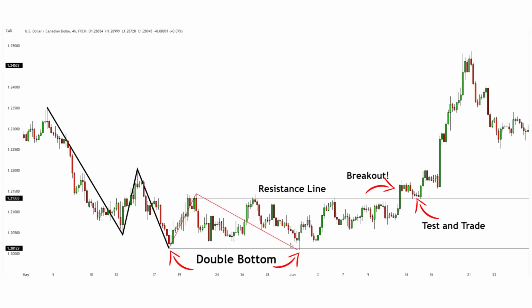Take a look at the chart of the 4-hour time frame of the US dollar versus the Canadian dollar. On the left side, we can see that price was creating lower highs and lower lows, which is typical of a downtrend. In the middle of the chart, sellers attempted to create a lower low, but they failed. Observe how this low is at the same level as the previous one. That's why it begins to form a double bottom formation.